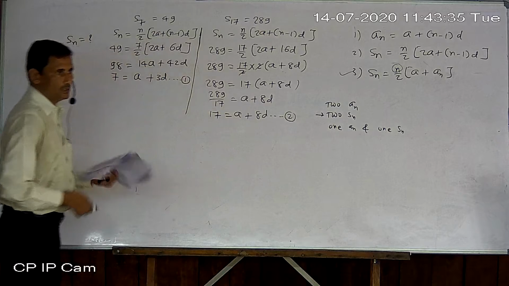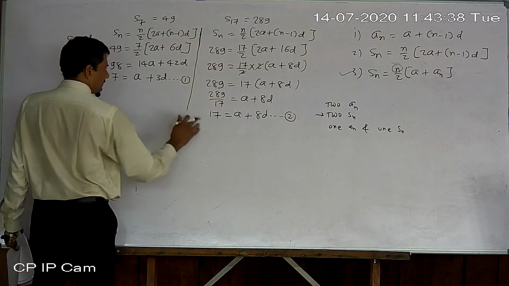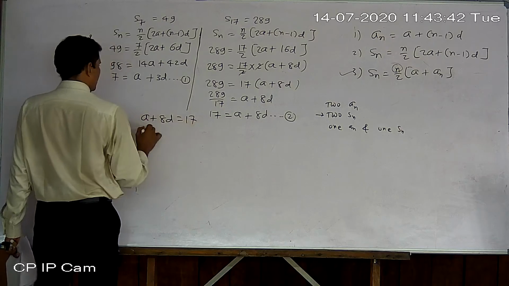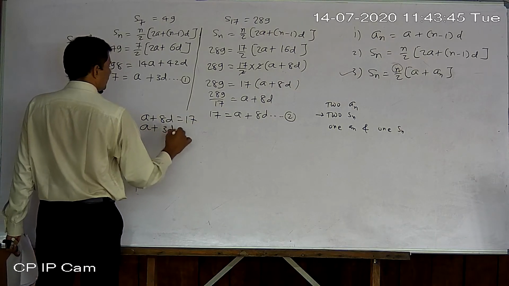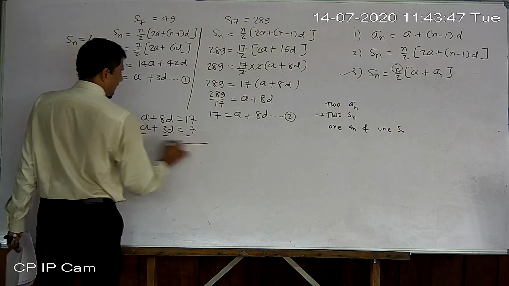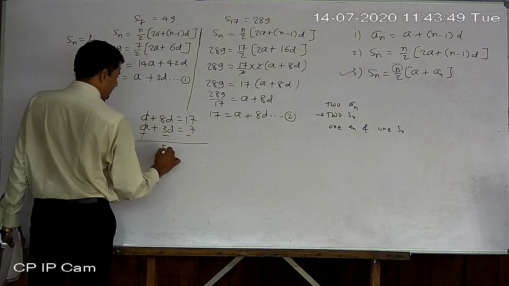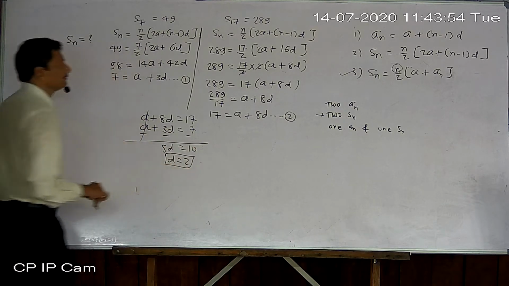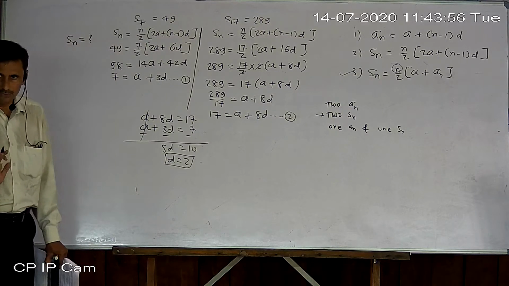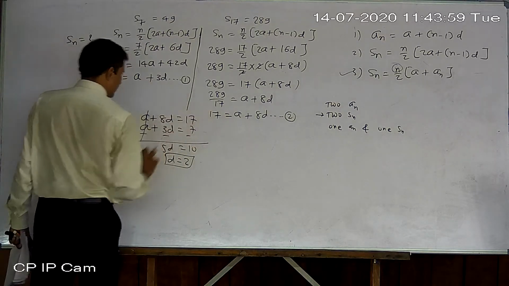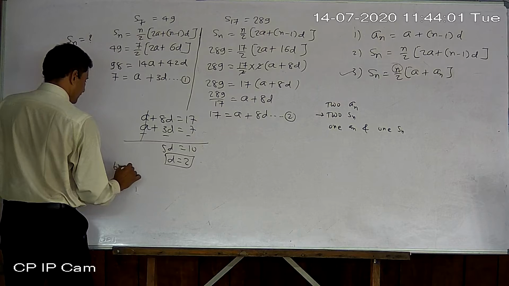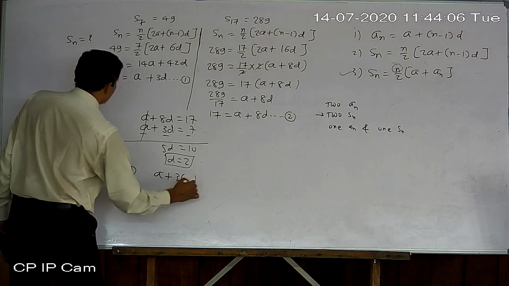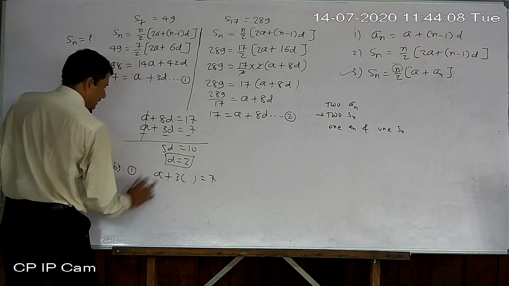Now look, now nothing is new, just solve 2 equations. So a plus 8d equal to 17, a plus 3d equal to 7, minus, a cancels, 5d equal to 10, d equal to 2. So d we got 2. Now use either first or second equation. So by equation 1, write down a plus 3d equal to 7, but d is 2.